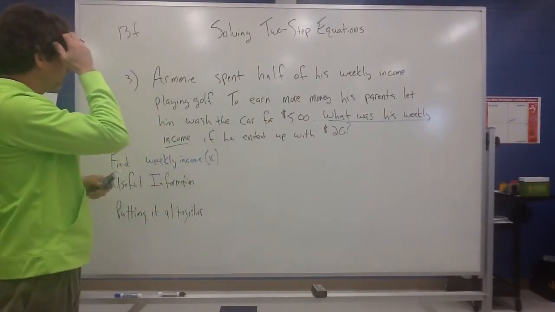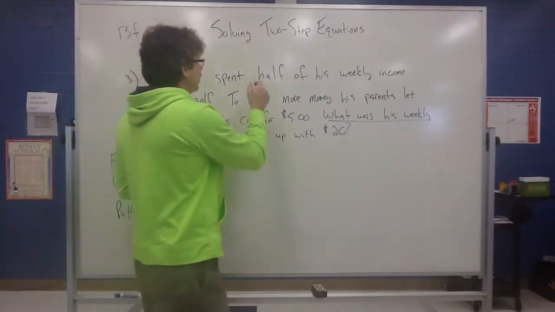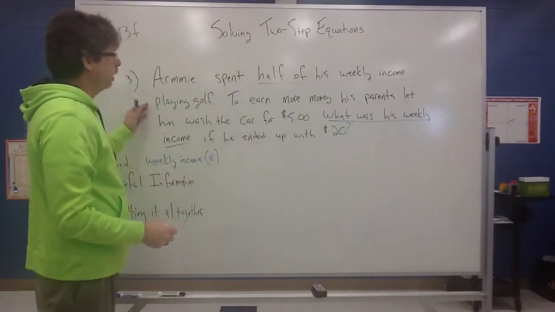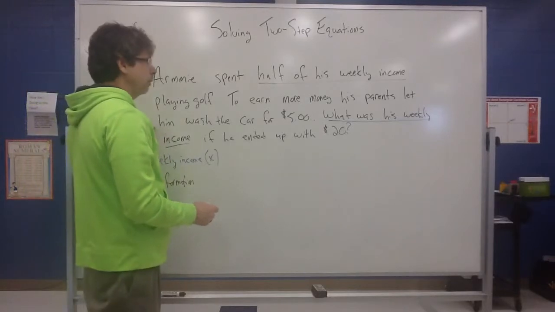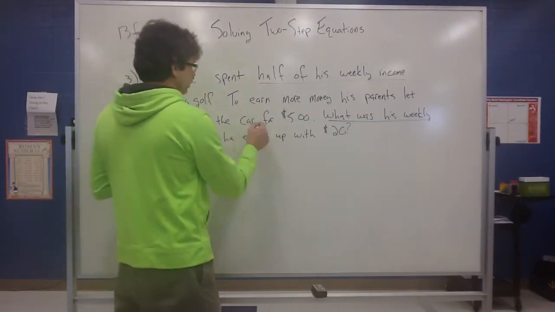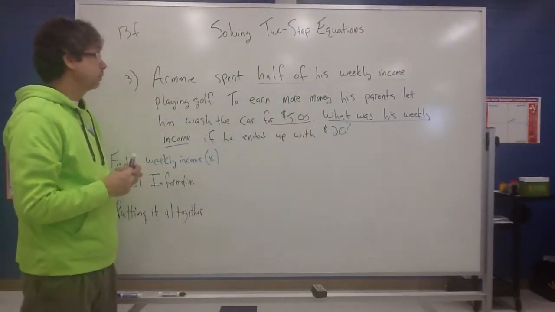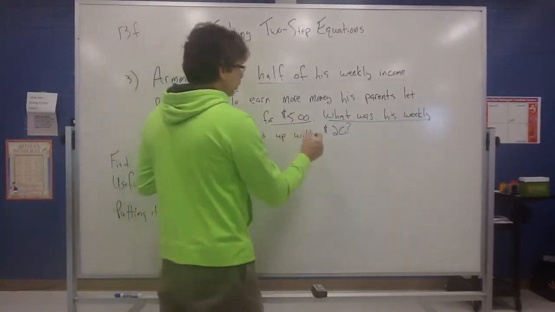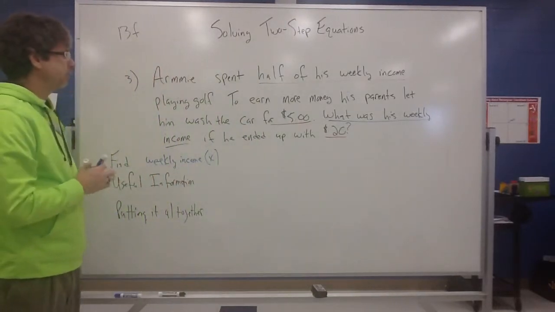So, useful information. I'm trying to find some things here. Well, one thing to pick up on, he spent half of his weekly income playing golf. To earn more money, they gave him $5 to wash the car. So $5 is going to add to his income. And then we also know that he ended up with $20. So those are some pieces that I pick up on.